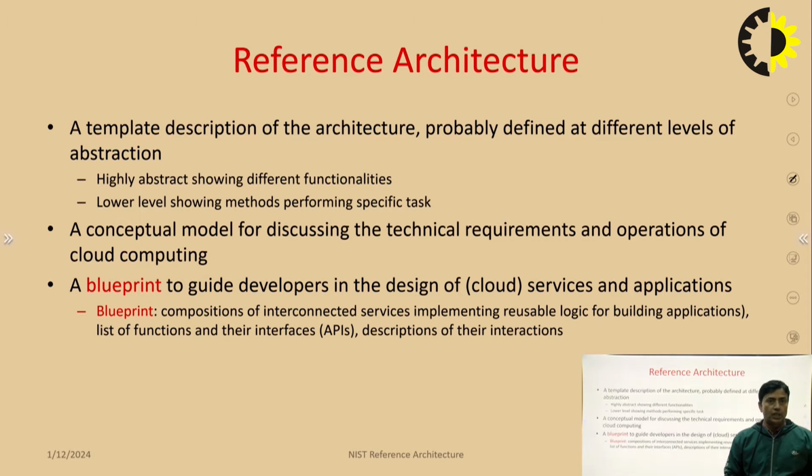levels of abstraction. So this shows the high abstraction of the different functionalities, as well as the lower level showing methods performing the specific task. At the top level it shows the abstractions, that means it hides the details, and at the bottom or lower level it covers the functionality detail of each and every aspect. So basically this is the blueprint, a conceptual model for discussing the technical requirements and operation of cloud computing.